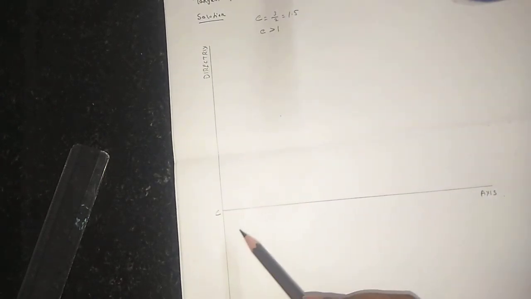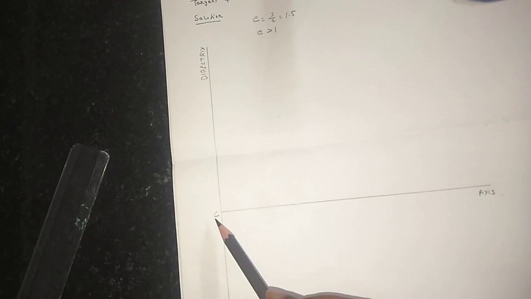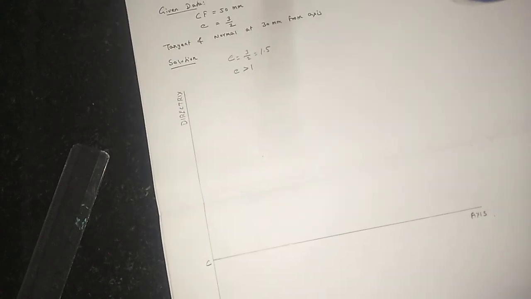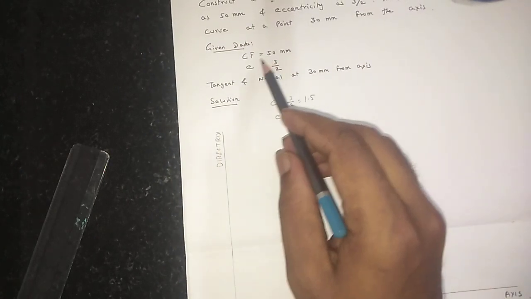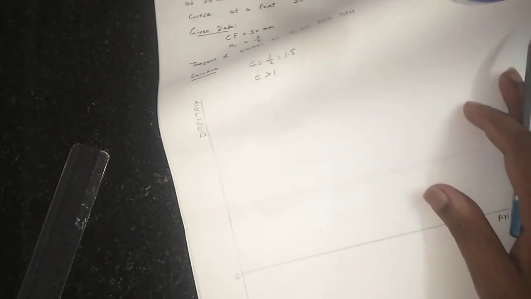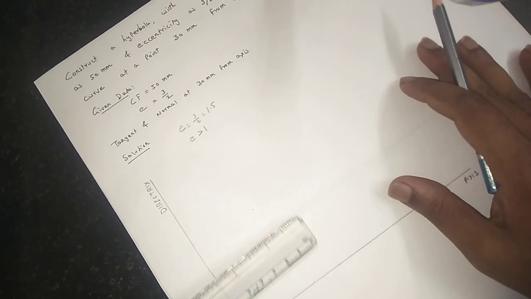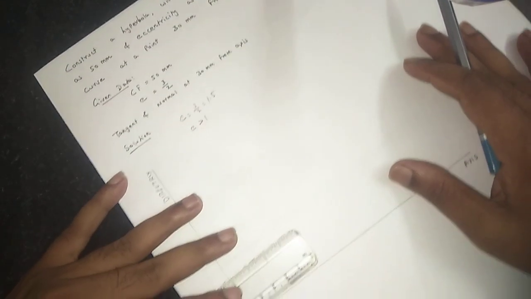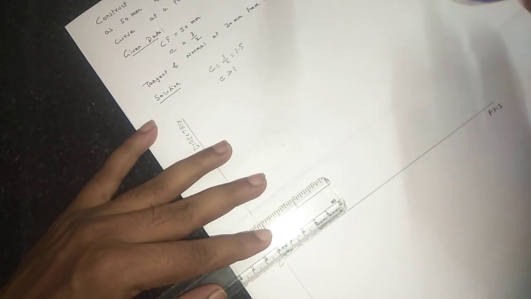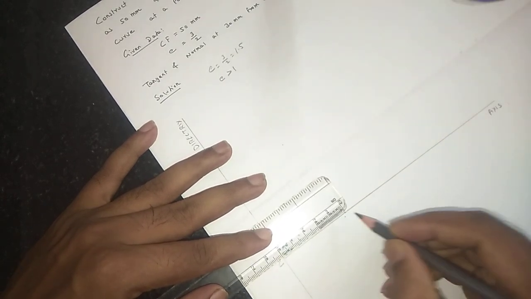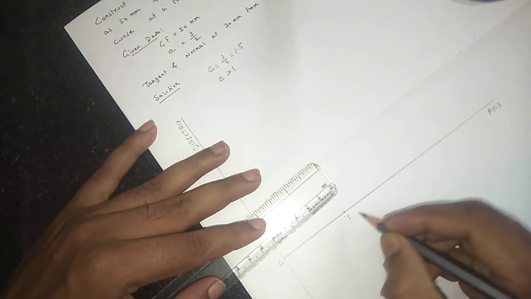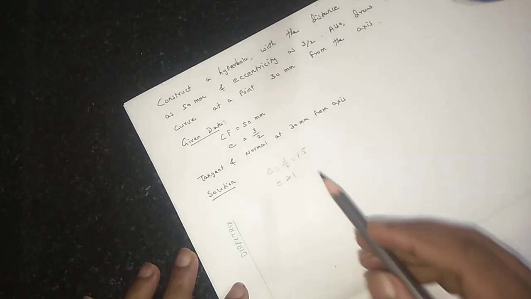Solution: first you draw the directrix line and the axis line, and the directrix and the axis both meet at the point C. Now we are going to mark the focus point. The focus point distance is 50 mm from the directrix C. So from the point C I am going to fix the focus point. This point is named F.